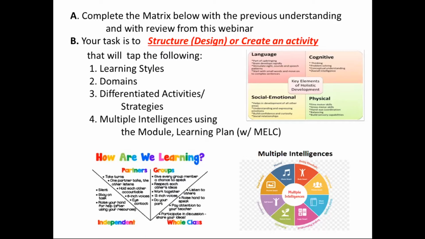the learning style, the domains, differentiated activities or strategies, the multiple intelligences, using the module, the learning plan with the most essential learning competencies. So here are the details on the domain, and we also have here the multiple intelligences, and how are we going to learn, or how are the students going to learn? Is it by individual or independently, by partner, group, and as a whole class?